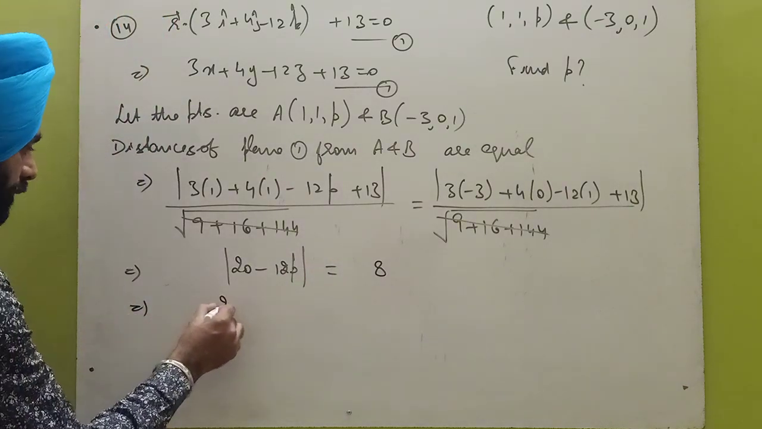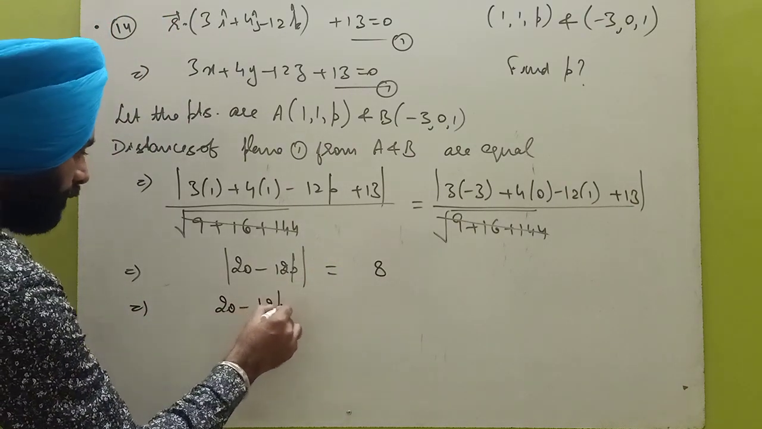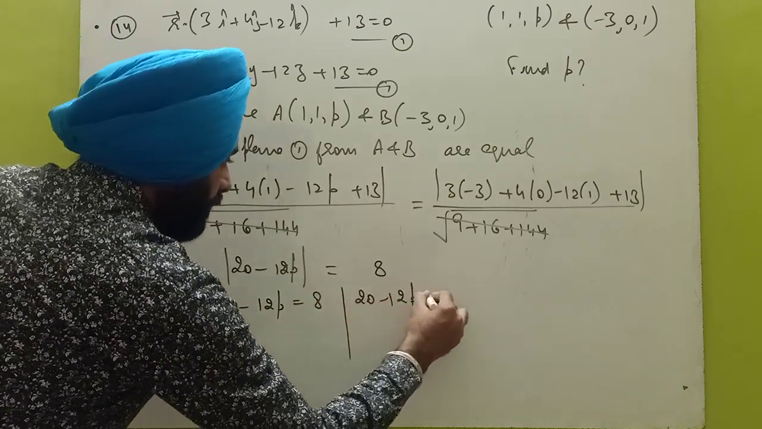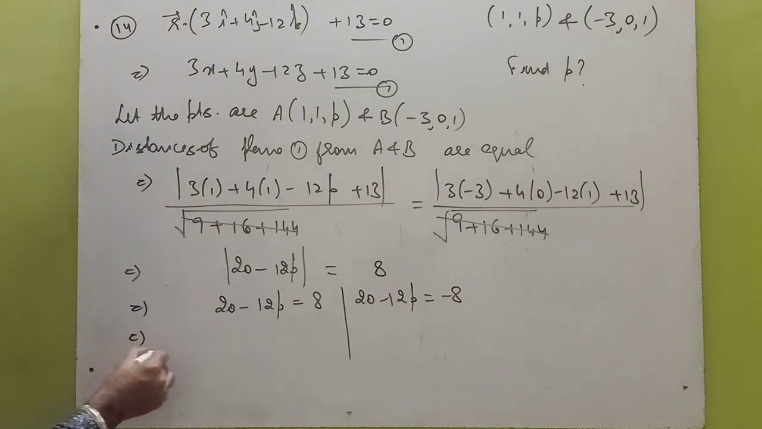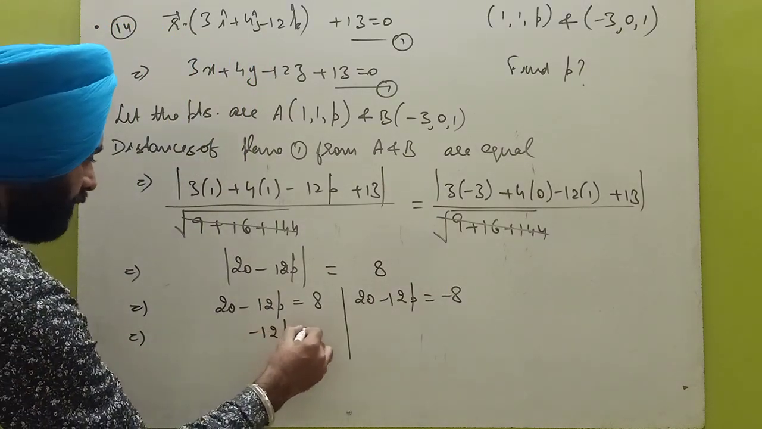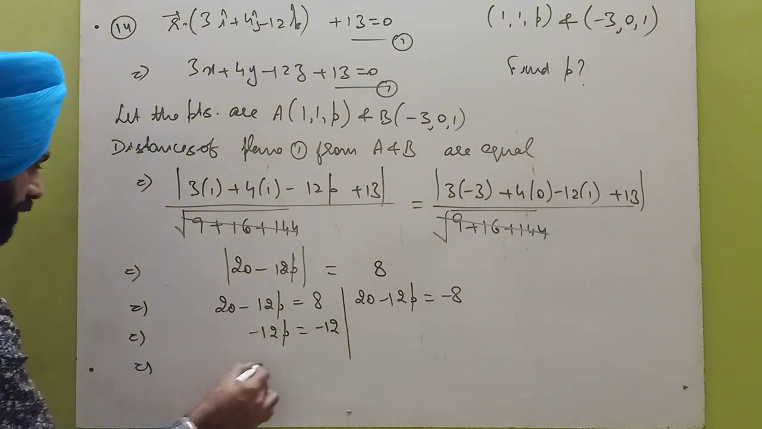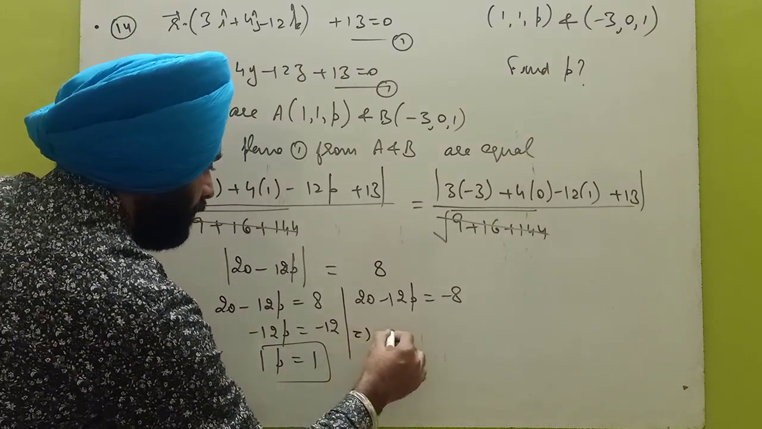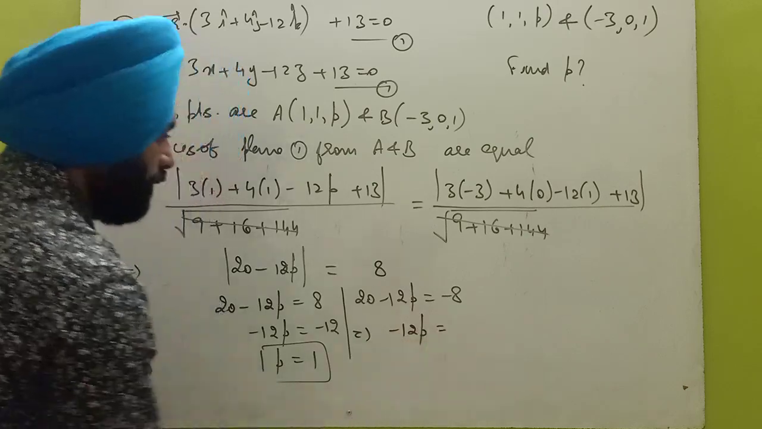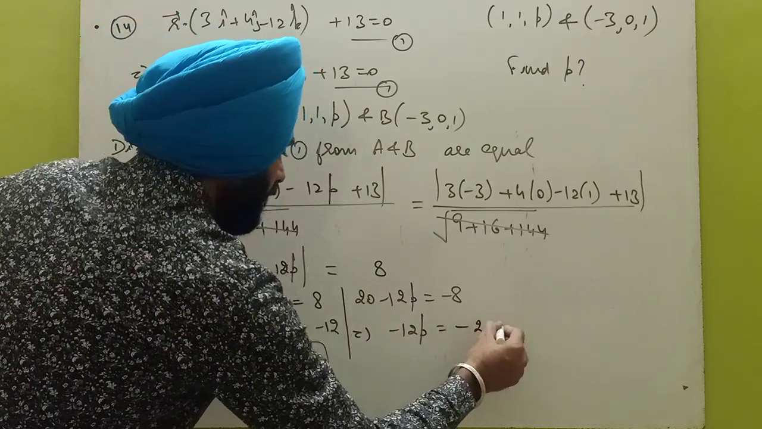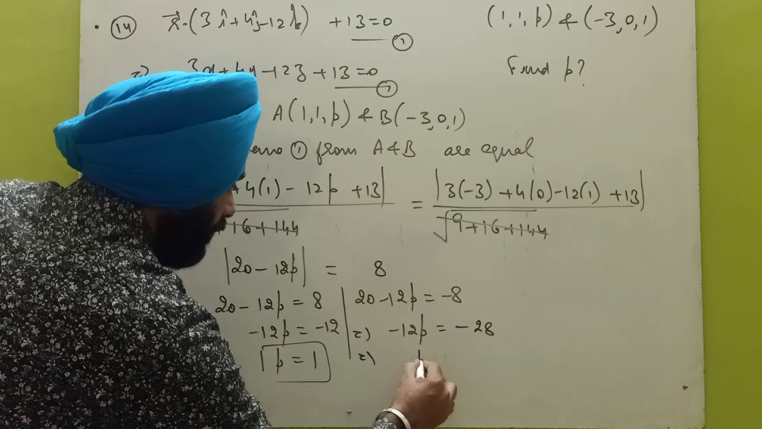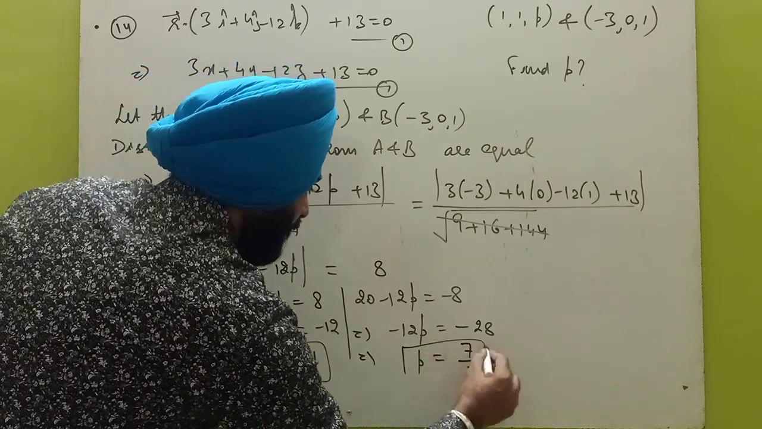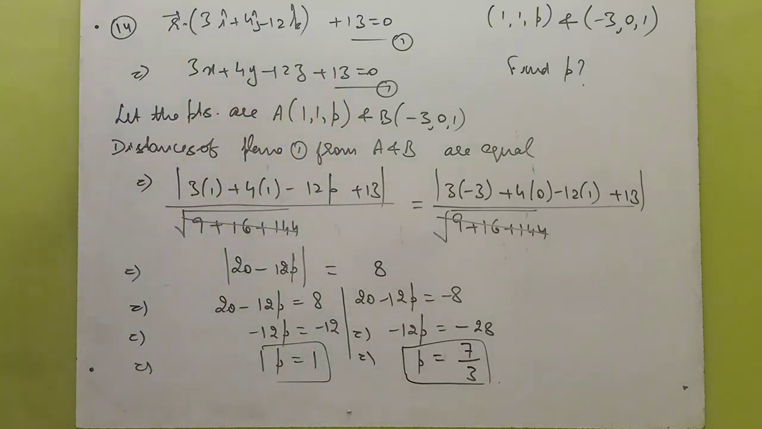So now there are two cases. First is 20 minus 12p is equal to plus 8, and second case 20 minus 12p is equal to minus 8. From the first, minus 12p is equal to minus 12, so the value of p is 1. And from the second case, minus 12p is equal to minus 28, so the value of p is 7 by 3. So these are the two values of P.